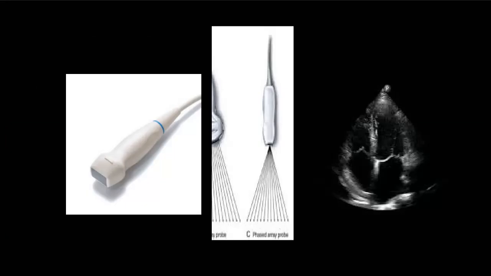So this is what that linear phased array transducer looks like. You can see the small footprint here, 1 by 1 centimeter square. It's going to be creating that sector or fan shape, right? You can see those pathways, and also if you look here, right?